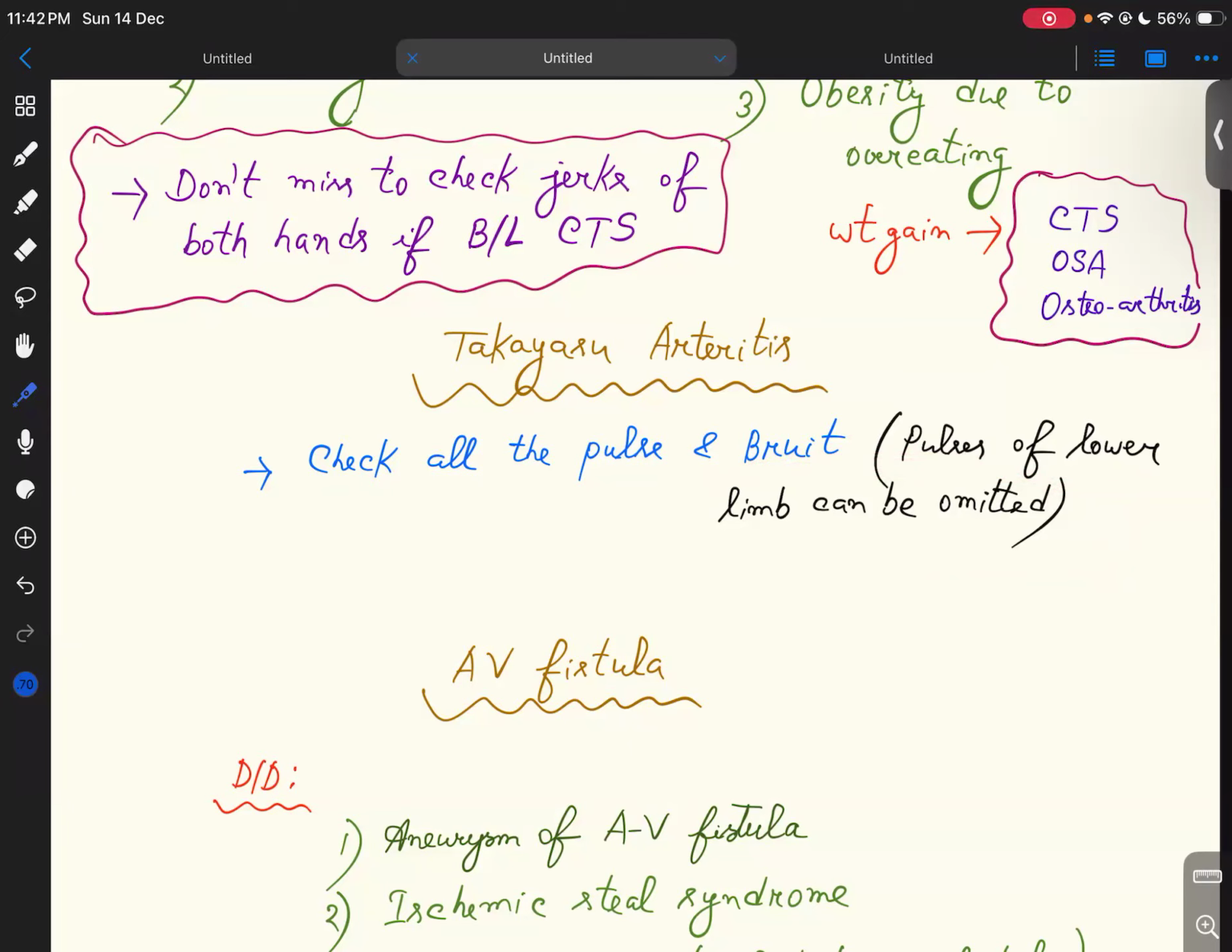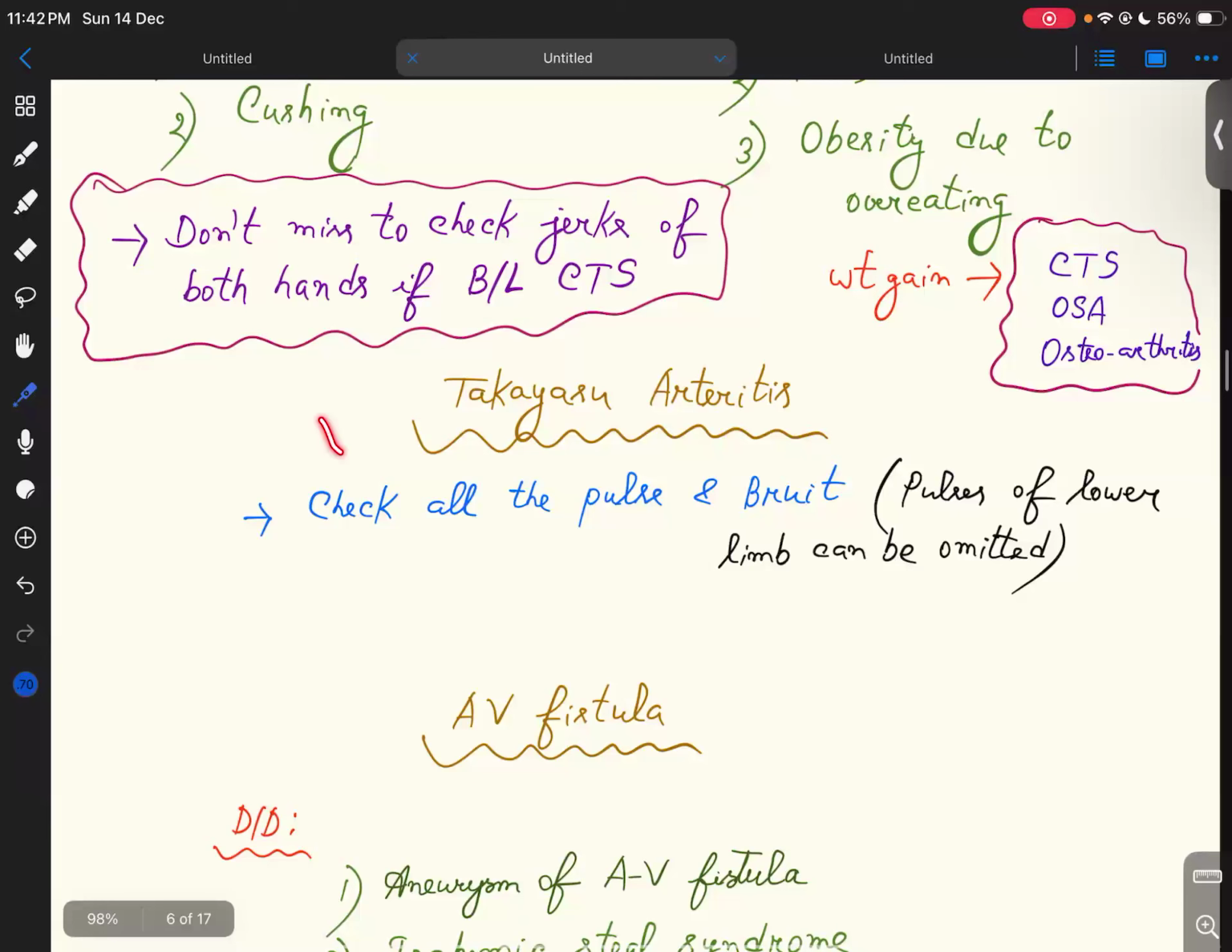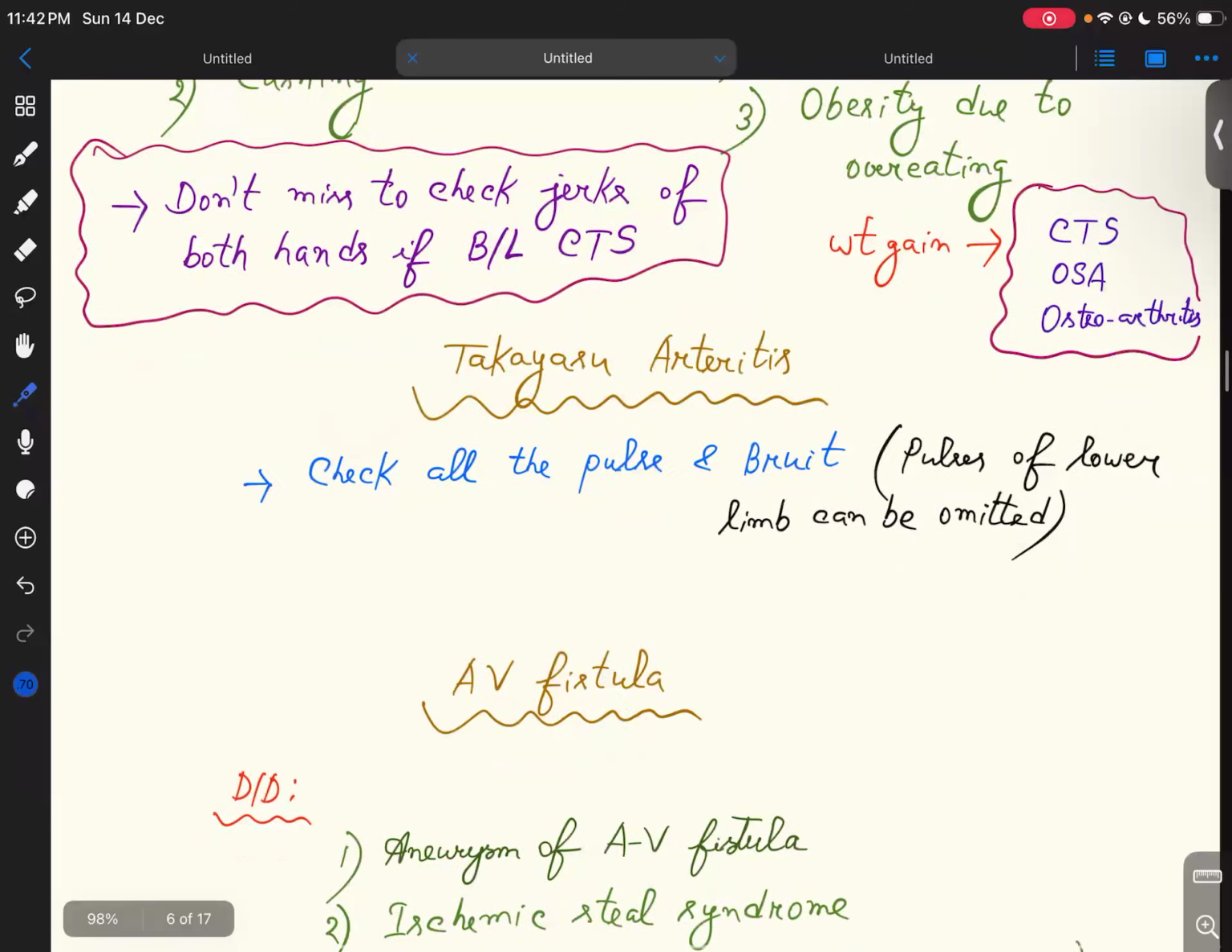Okay, let me tell you. Actually, Takayasu mostly affects the arch of the aorta, so it is less likely to affect the lower limb. That is why even if we don't examine the lower limb pulse, we can still get the mark, because it is less likely to affect the lower limb. And this question was asked by the examiner at the Kolkata Center, 6 years back. So that is all for Takayasu.